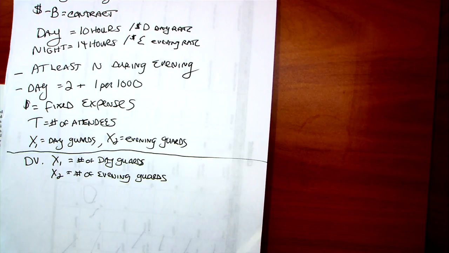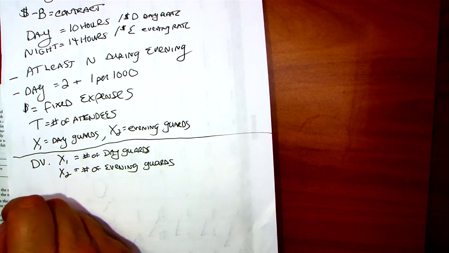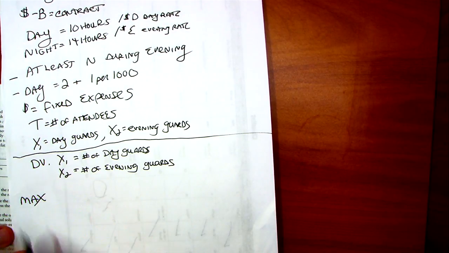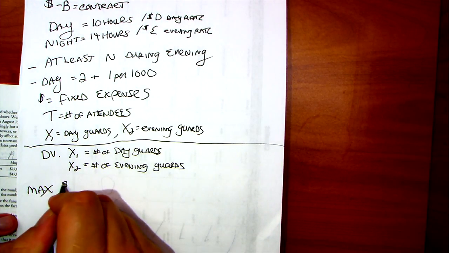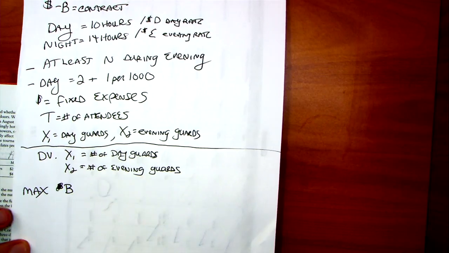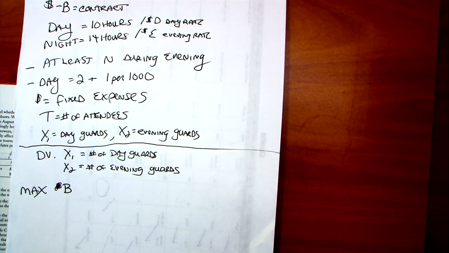Profit, okay. Now it tells us profit is calculated by taking the fixed contract amount minus our fixed expenses minus our payment to the guards, right? So instead of saying max profit, we have to make a max equation. We have to make an equation for that. So I'm going to definitely say max, right? I need to maximize something. The fixed contract price is B. I'm just going to put B, okay?